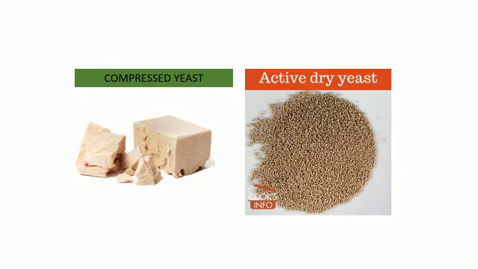So this is how compressed yeast looks, and you can see it has been compressed to form blocks. Compressed yeast is fresh cream yeast from which all the water has been removed and then it is compressed to form small blocks. This is the most common form of commercial baker's yeast. Whereas this is dry yeast, you can see small little granules of yeast here, and it is called granular or dry yeast.